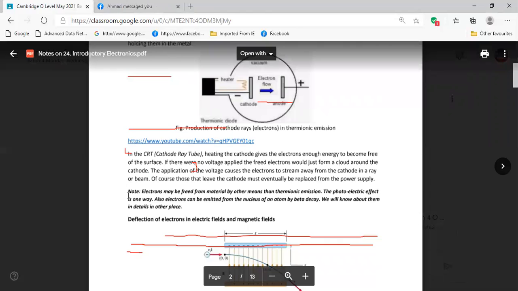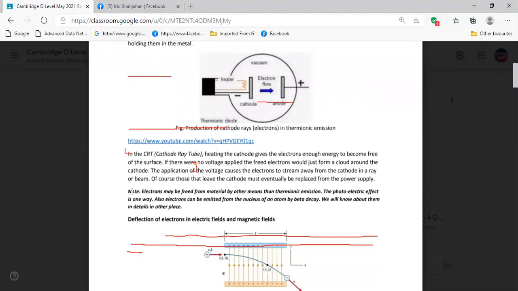It's written here. Can you read please here, Abir? Note: electrons may be freed from material by other means than thermionic emission. The photoelectric effect is one way. Also, electrons can be emitted from the nucleus of an atom by beta decay. We will know about them in detail in another place. So there are more processes to get free electrons.